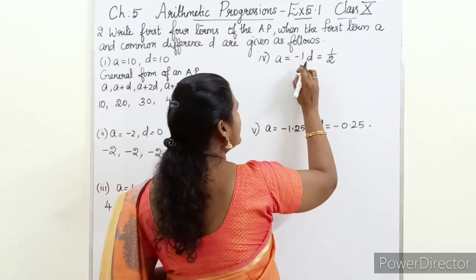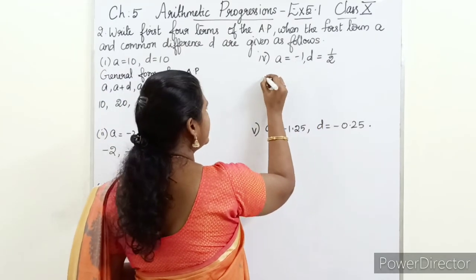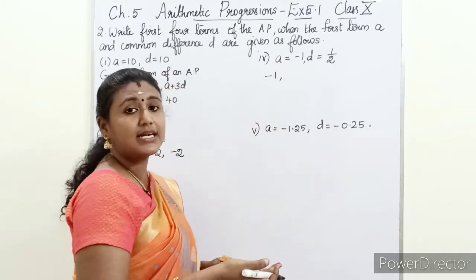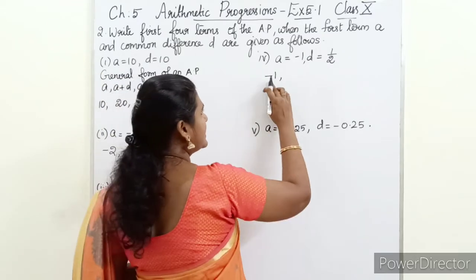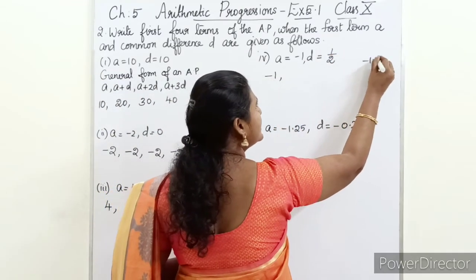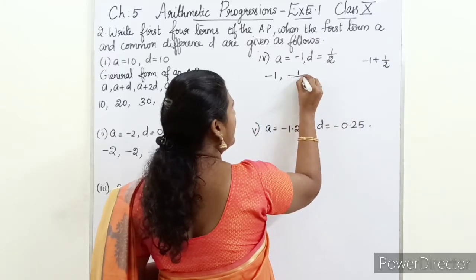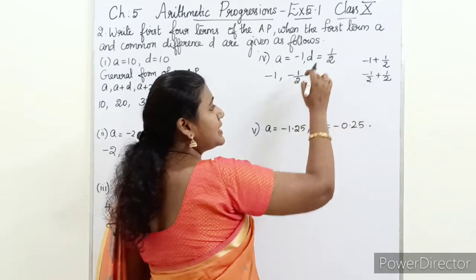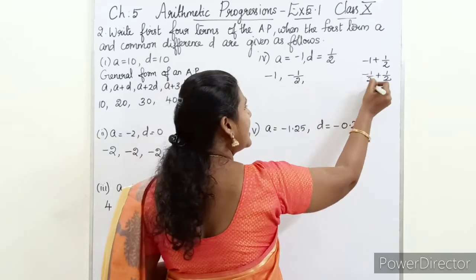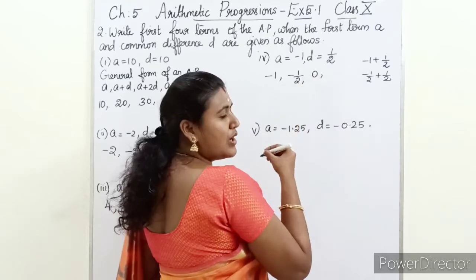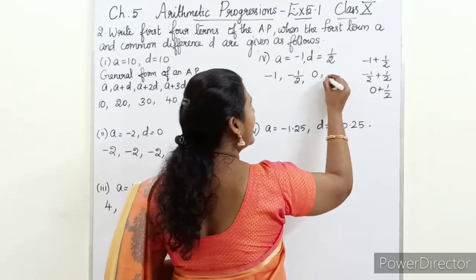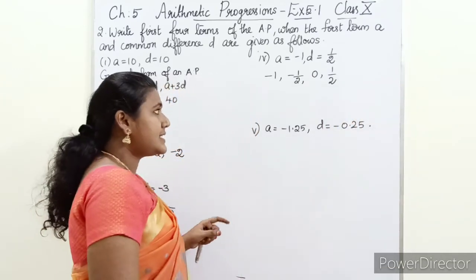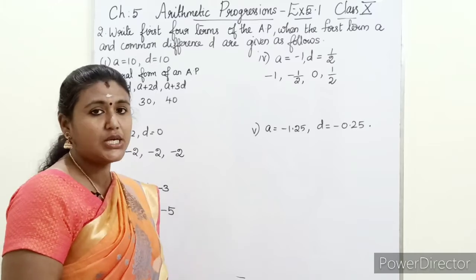Now we will see the fourth question. Here the first term is minus 1. So we will start with the first term, minus 1. Second term, how will you get the second term? First term plus common difference, that is minus 1 plus half. What is minus 1 plus half? Minus 1 by 2. Again minus 1 by 2 plus 1 by 2, because the common difference is 1 by 2 here. So what is its answer? 0. Again 0 plus 1 by 2, so the answer is 1 by 2. So these are the four terms of the AP: minus 1, minus 1 by 2, 0, 1 by 2.